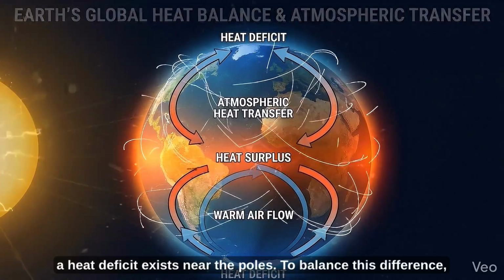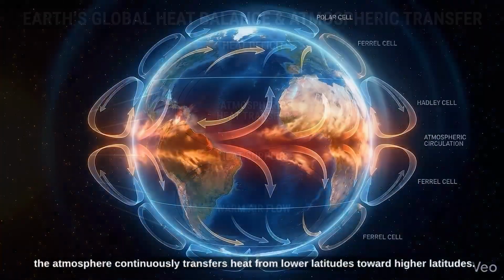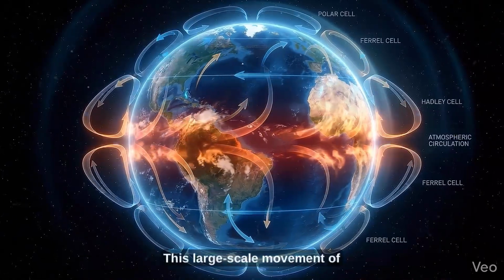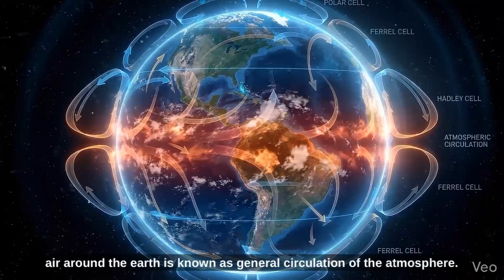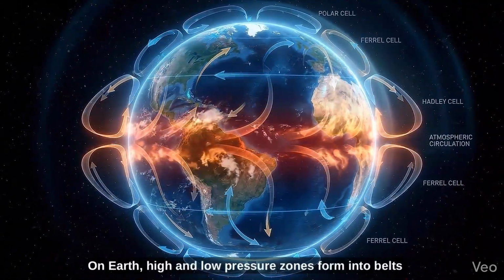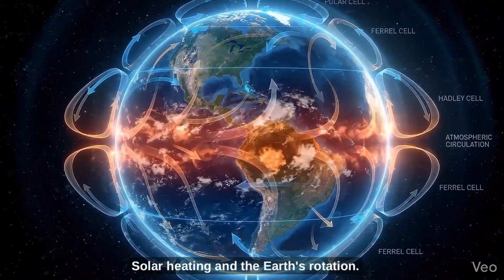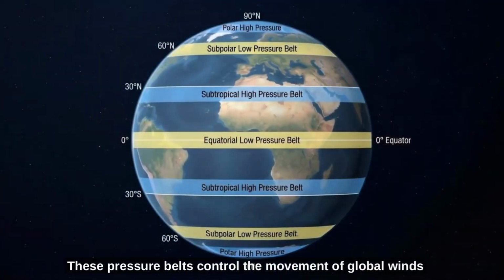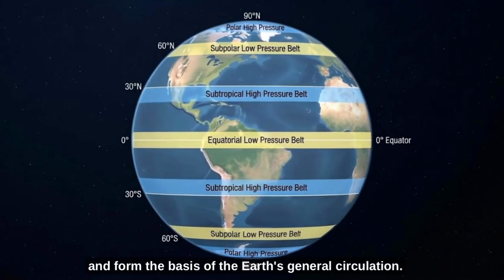To balance this difference, the atmosphere continuously transfers heat from lower latitudes toward higher latitudes. This large-scale movement of air around the Earth is known as general circulation of the atmosphere. On Earth, high and low pressure zones form into belts due to two main factors: solar heating and the Earth's rotation. These pressure belts control the movement of global winds and form the basis of the Earth's general circulation.